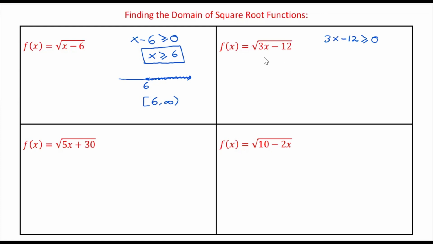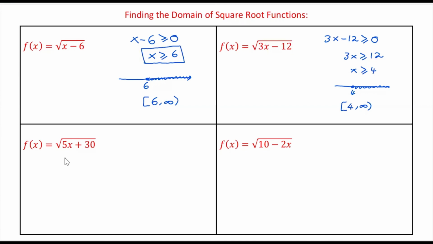In the second example, we have to make sure that the expression inside the radical, which is our radicand, has to be greater than or equal to 0. So add 12 to both sides to solve this inequality and divide both sides by 3. So we find x should be greater than or equal to 4. In interval notation, the domain is from 4 to infinity.